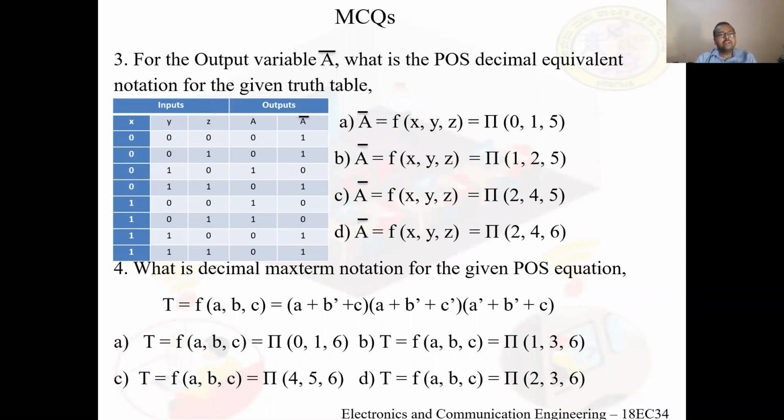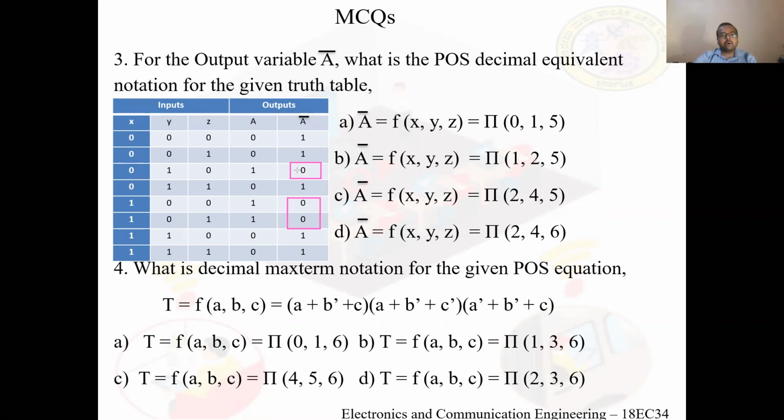Third question, for the output variable A bar, what is the POS decimal equivalent notation for the given truth table? Now for A bar, what is the POS decimal? Since it is a POS decimal, you need to look for zeros now. Where are the zeros? You have it here. You have it here.